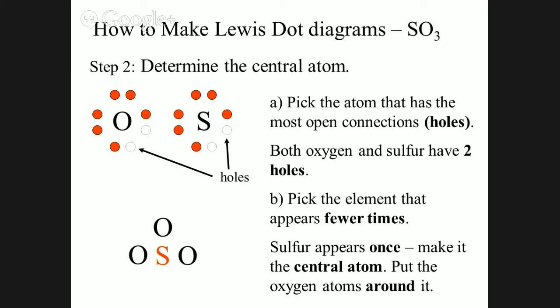So these are generally the 2 rules you use. As I said, most of the time we use part A here. We pick the one that's going to bond more times, the one that has more holes to be filled. Carbon is always going to be in the middle. On the other hand, the halogens and hydrogens are never in the middle because they only bond once.